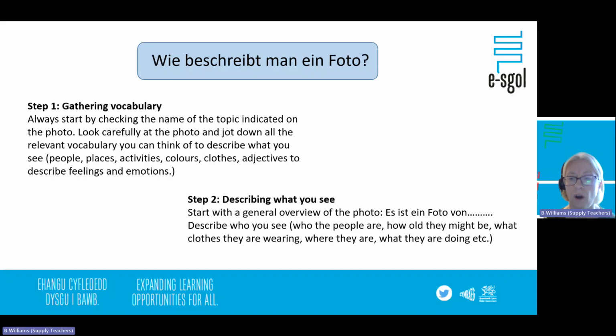So what is it a photograph of? Is it a group of people? Is it, I don't know, a supermarket? Is it a beach scene? Is it a photograph of a school? So what is it exactly a photograph of?